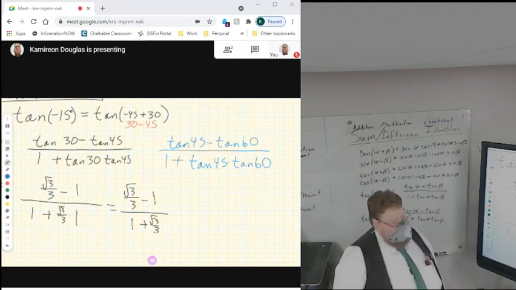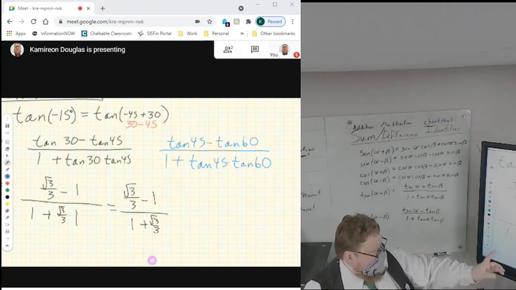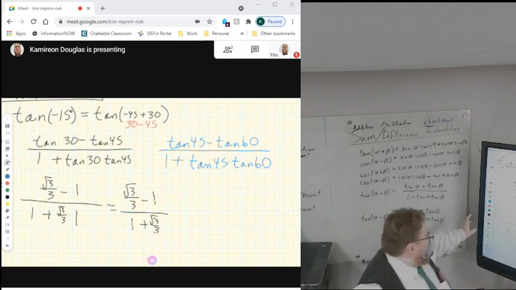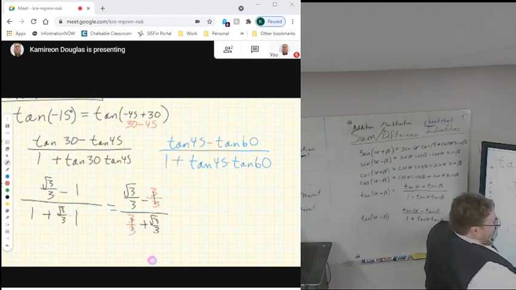Here's the thing. If I simplify the one we have right now, I have to get them to have the same denominator and use KFC to fix it, right? So to do that, I'd make this 3 over 3. I'd make this one 3 over 3. So they all have the same denominator.